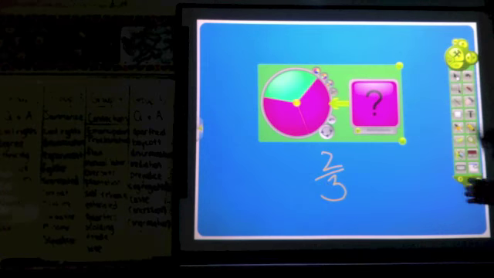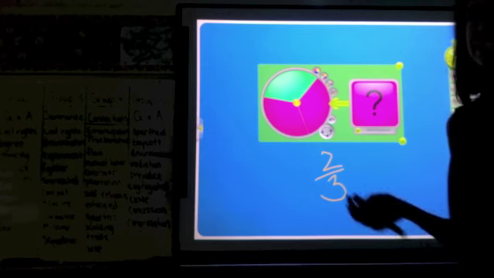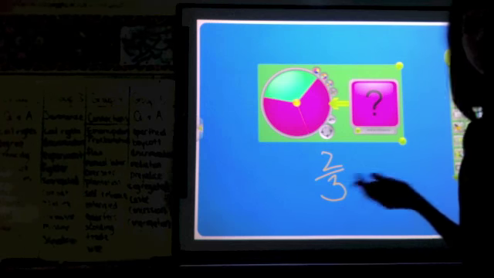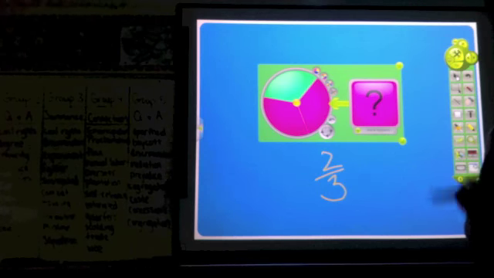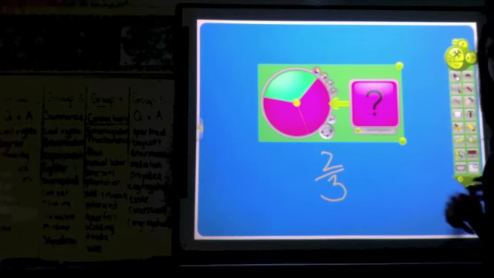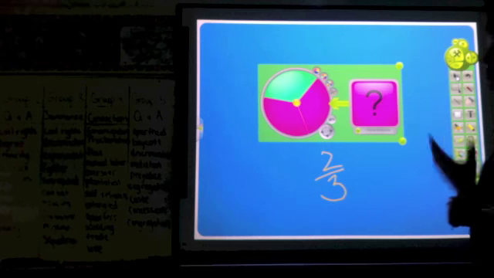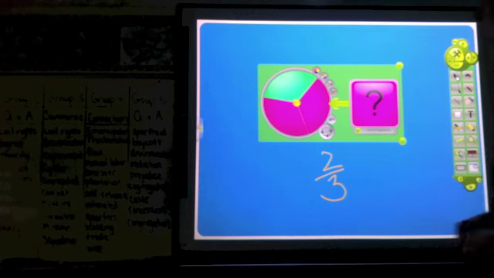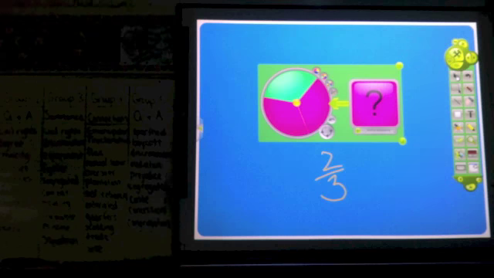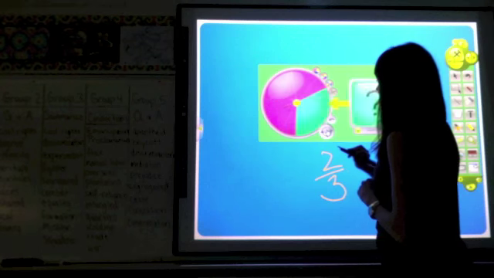Let's see if we're right. Now, when we say that we expect it to land on pink about 2/3 of the time, does it always have to land on pink 2/3 of the time? No, but that's what we mean when we talk about probability. The likeliness of it landing on pink is about 2/3 of the time. So let's see if that works out.